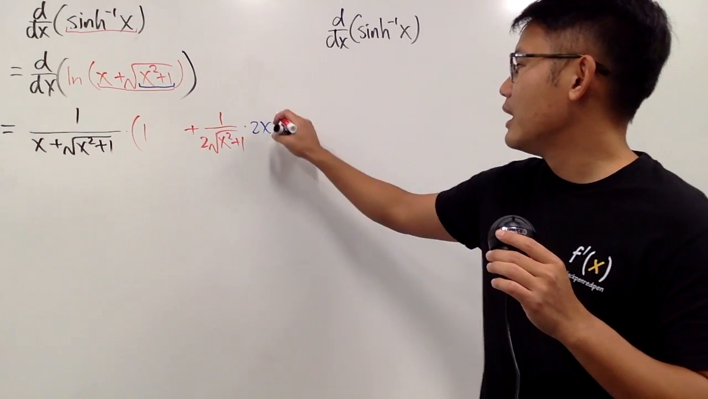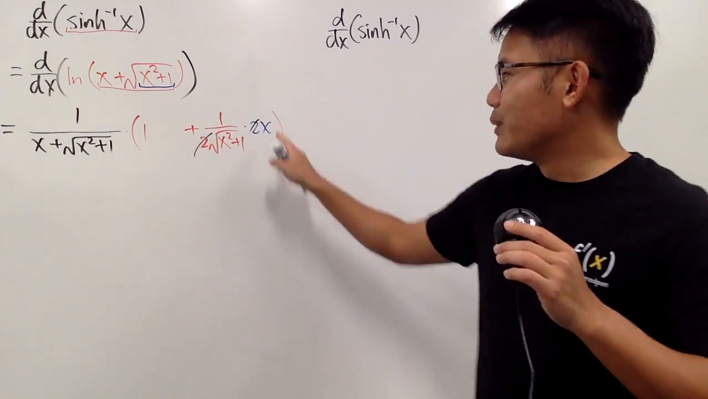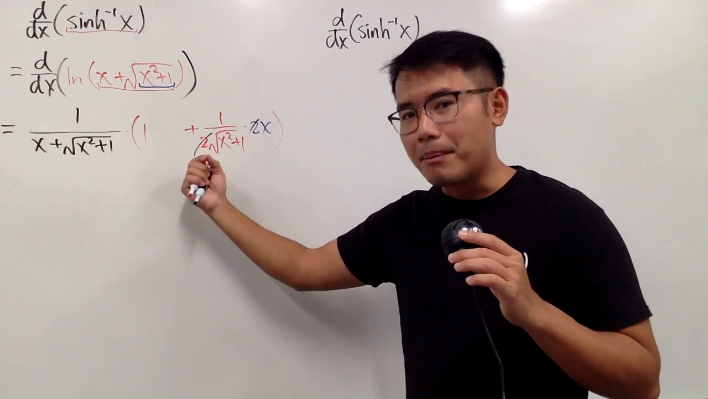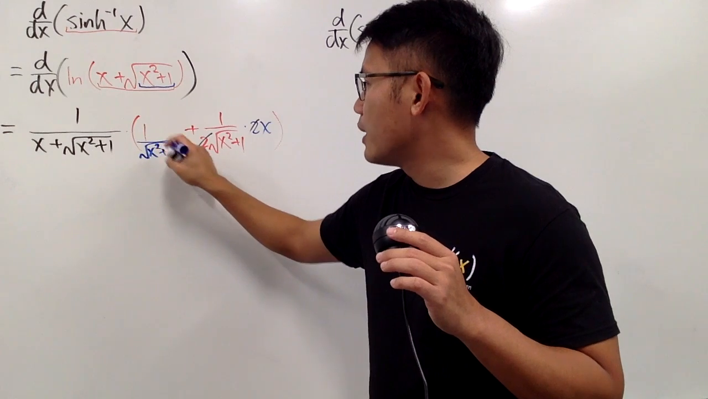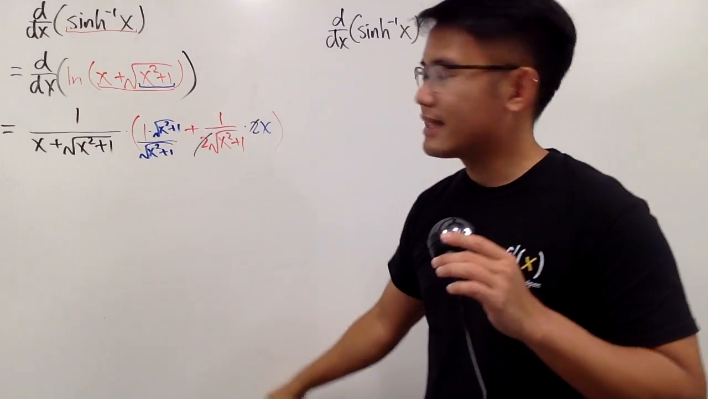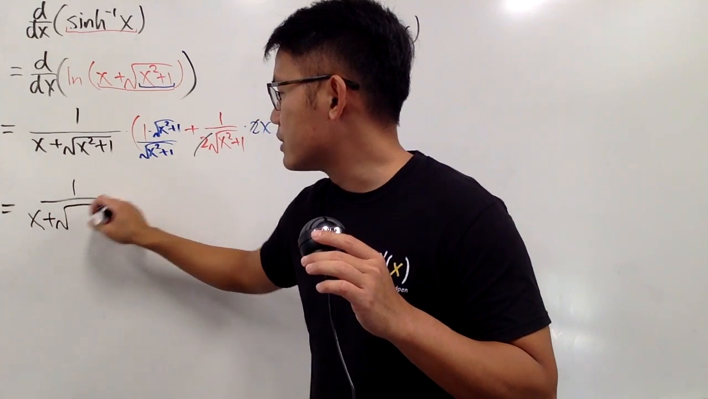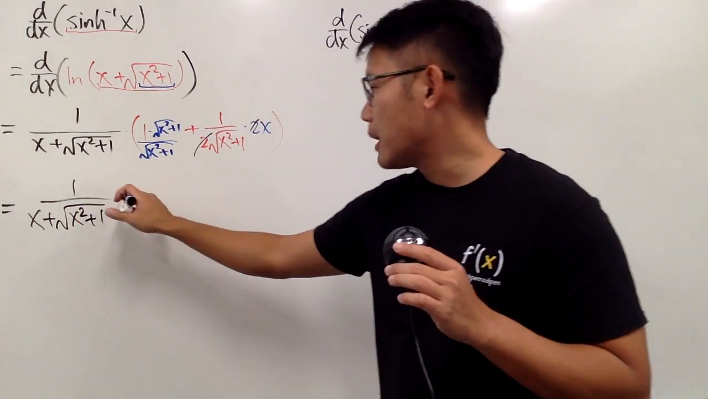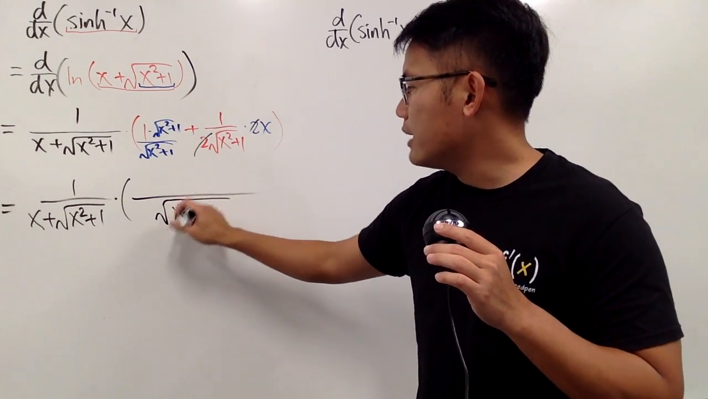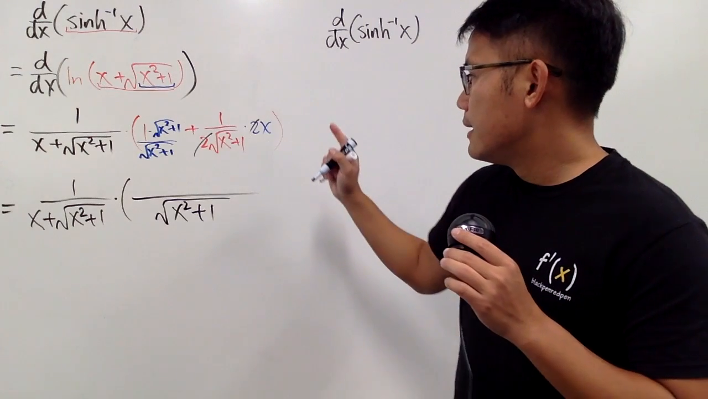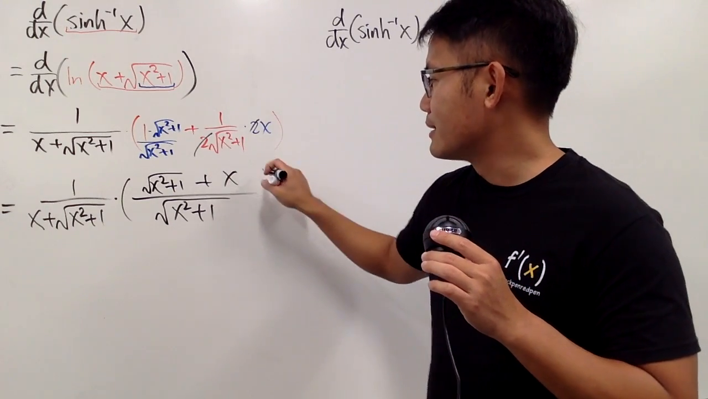And that's pretty much it. The rest is just algebra, all right? So from here, we see the 2 and 2 cancel, and we do have the x on the top. And perhaps we can combine the fractions here. So we'll do that. We'll multiply this by square root of x squared plus 1 down below and also on the top. And from here, we see this is 1 over x plus square root of x squared plus 1, and we multiply by, since they have the same denominator now, square root of x squared plus 1 plus x, like that.